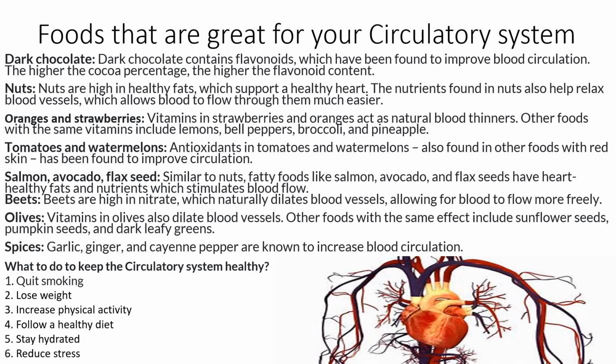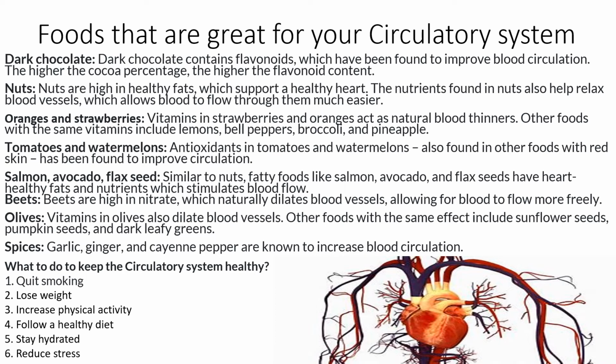Oranges and strawberries. Vitamin C in strawberries and oranges act as natural blood thinners. Other foods with the same vitamins include lemons, bell peppers, broccoli, and pineapple. Tomatoes and watermelons. Antioxidants in tomatoes and watermelons, also found in other foods with red skin, have been found to improve circulation.